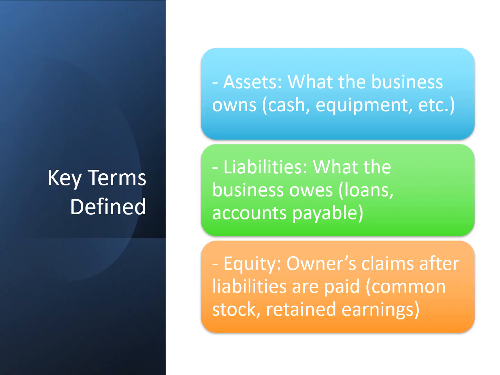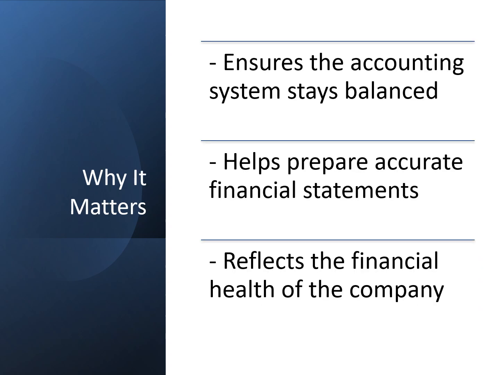Let's break down the three parts of the equation. Assets are what the business owns, things like cash, inventory, equipment. Liabilities are what the business owes, like loans or unpaid bills. Equity is the owner's claim on the business after all the debts are paid, usually made up of common stock and retained earnings.